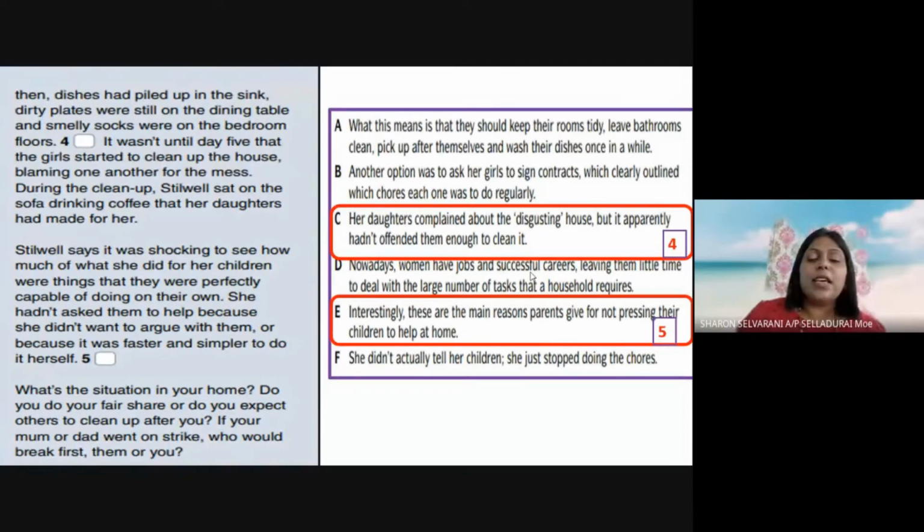Okay, interestingly, these are the main reasons parents give for not pressing their children to help at home. So what is the reason? The reason is because it is faster and simpler to do it herself. Okay, same like all of you. When your mother asks you to go and throw the rubbish or something, you will say, yes, I'm coming, I'm coming. And the coming never came. All right, so that is why the mother here, this Stillwell, decided it is faster for her to do it than relying on her children. All right, so you understand how to fill in the gaps?